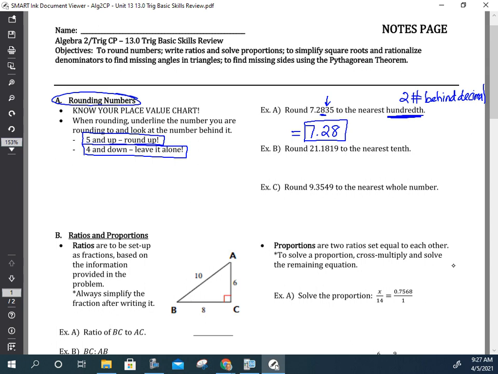Underline the number that you're rounding to, and you look at the number behind it. That will dictate how you round. Any questions, part A?